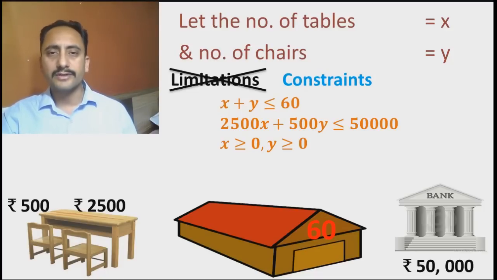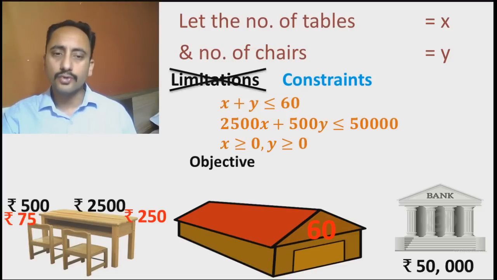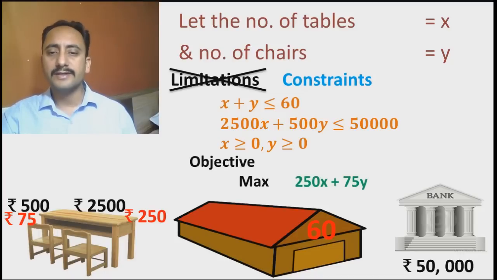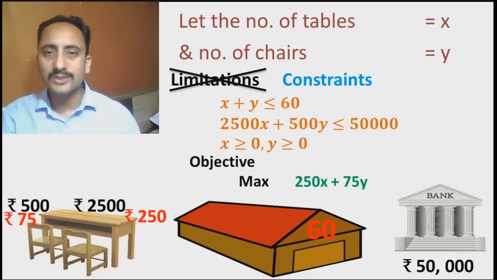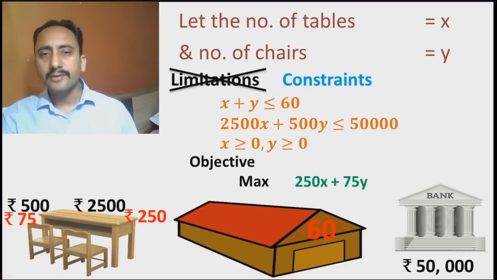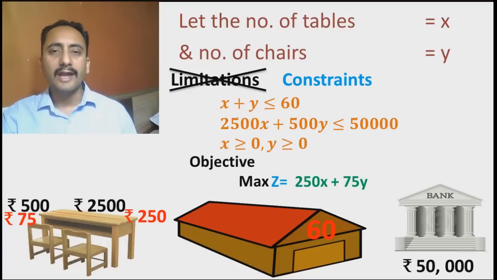In this particular question, the main objective of LX is to maximize the profit. Now, what is the profit in this case? We know that the profit for each table is rupees 250 and each chair is rupees 75. So the total profit will be 250 times x plus 75 times y. We need to maximize this, 250x plus 75y, which will be the profit which LX will get. And generally we use the symbol Z for this. This becomes a function, and we call it an objective function in mathematical language.